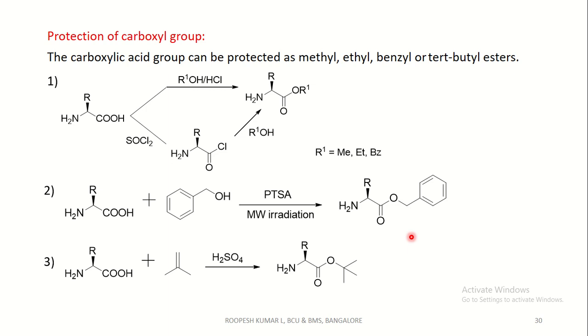Coming to the third method, preparation of tertiary butyl ester. Amino acid on treatment with isobutene in the presence of acid gives a tertiary butyl ester. And recently, even phenyl ester has also been employed. It has been prepared using amino acid on treatment with phenyl bromide to give a phenyl ester. This is a phenyl moiety, hence it is called a phenyl ester.